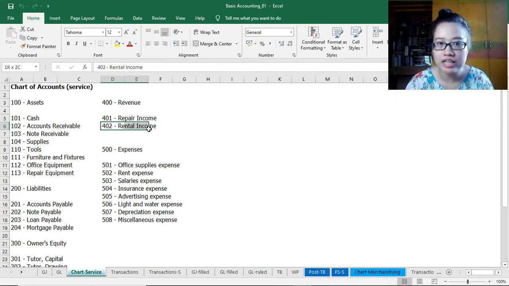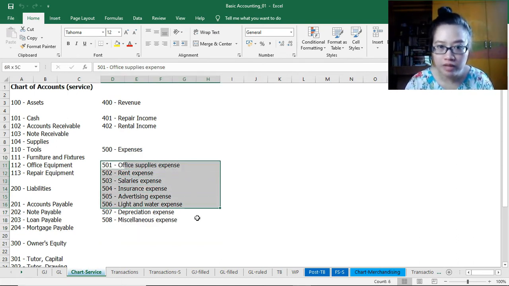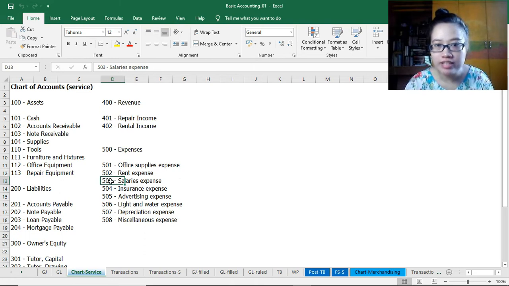Okay? Repair and rental. And then for the expenses, ito yung mga naisip nila magiging expenses nila eventually during the operation ng kanilang business. So, meron tayong office supplies, syempre. Rent expense, let's say, inuupahan lang din nila yung kanilang office building or kung ano man yung kanilang inuupahan. Pwedeng equipment din or something. And then we have salaries expense, insurance, advertising, light and water, utilities, depreciation, para dito sa mga non-current assets nila.